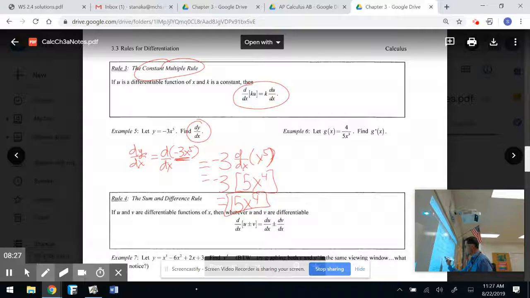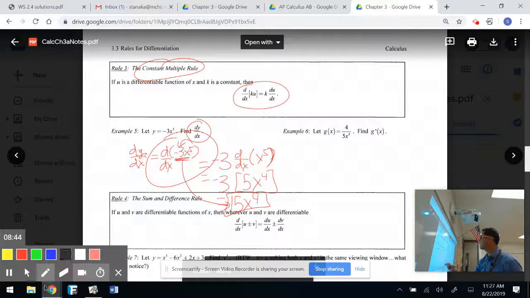Mr. Tanaka, couldn't I go back to this step right here, just drop that 5 and multiply those two guys? You sure could, because negative 3 times 5 gives me negative 15, and then subtract 1x to the 4th. So that's something you could do, class. You don't have to. I think most students are not going to use this rule, because it kind of just happens on its own.